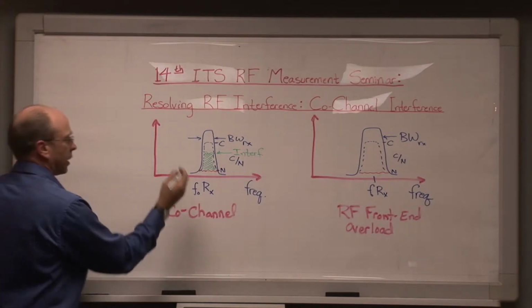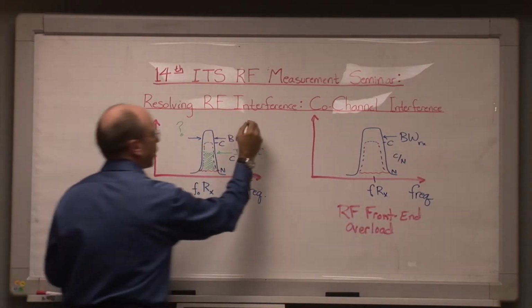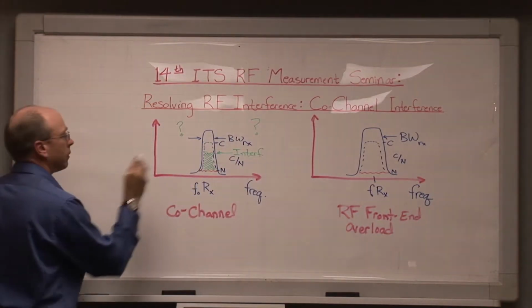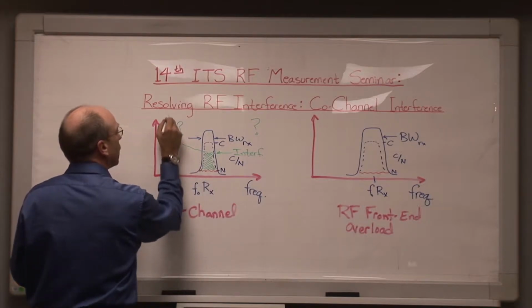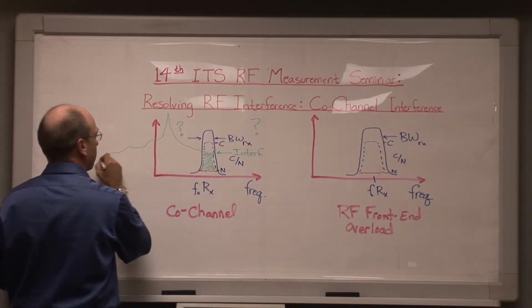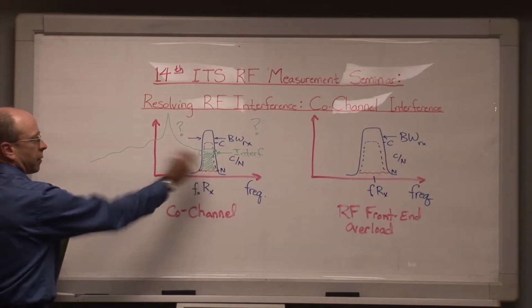And what's going on outside this receiver bandwidth is somewhat of a question mark. Here are some things that could be going on. It could be that we're seeing some sort of bleed over from some transmitter over here, which has a spectrum that looks like that. And this is the part of that spectrum that's getting in here.